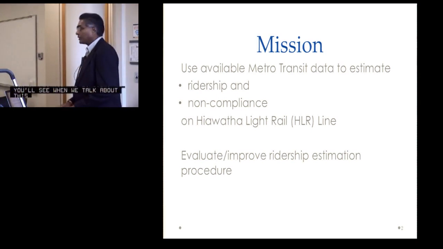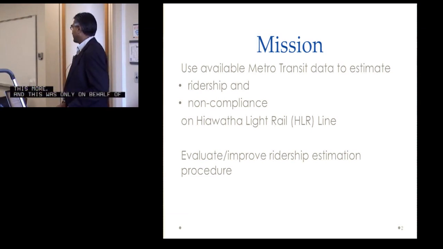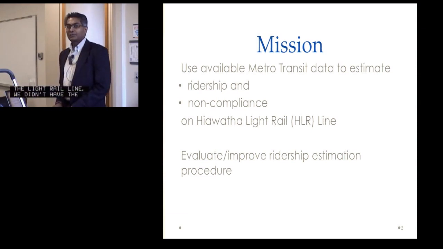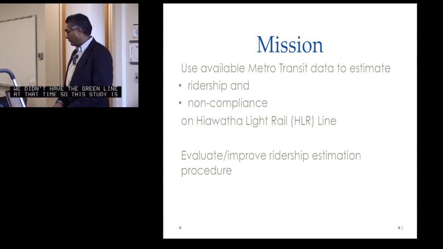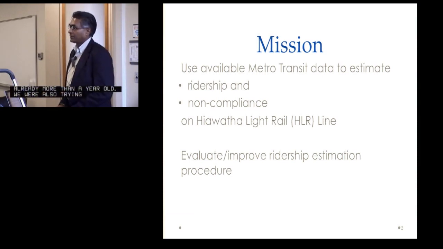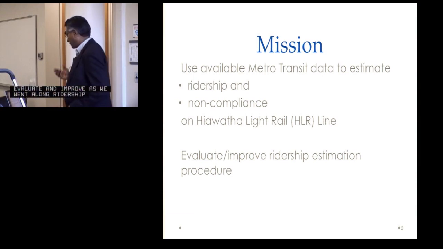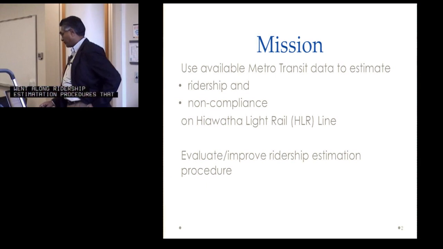And this was only on the Hiawatha light rail line. We didn't have the green line at that time, so this study is already more than a year old. We were also trying to evaluate and improve, as we went along, the ridership estimation procedures that were at that moment in use at Metro Transit.